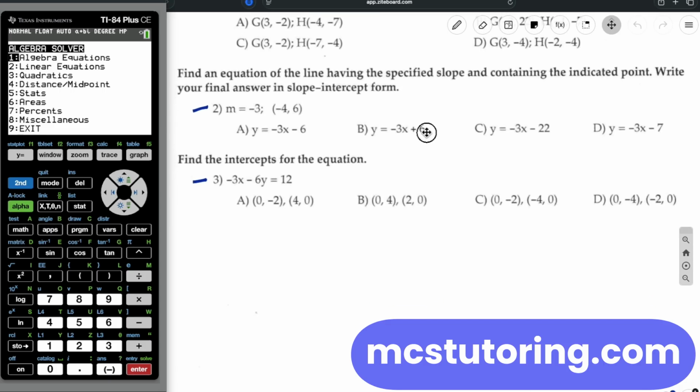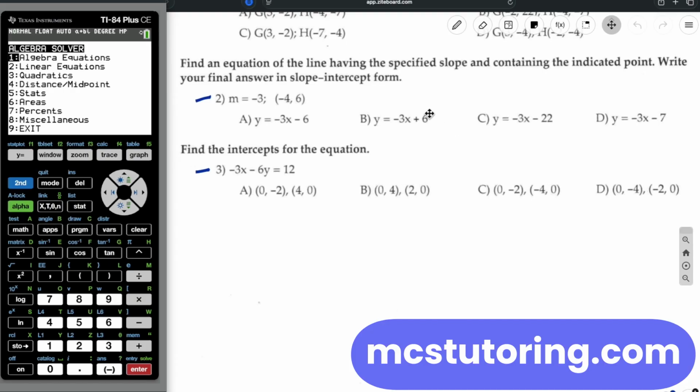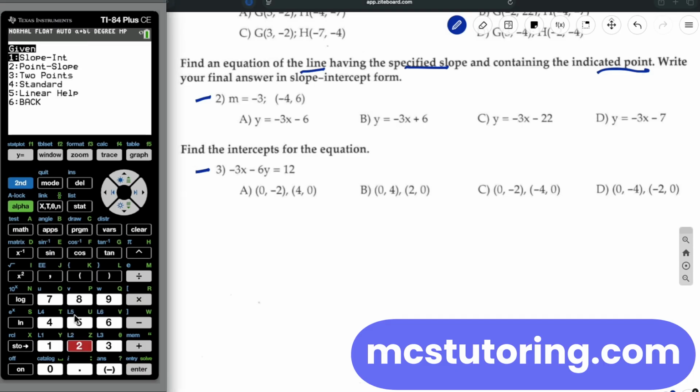Find the equation of the line having the specified slope and containing the indicated point. Write your final answer in slope-intercept form. So look, we're given the slope and a point. So we're going to go to linear equations because it's a line, equation of a line, linear equation. And then what are we given? We're given a slope and a point. We call that point slope here. So that's going to be option 2.